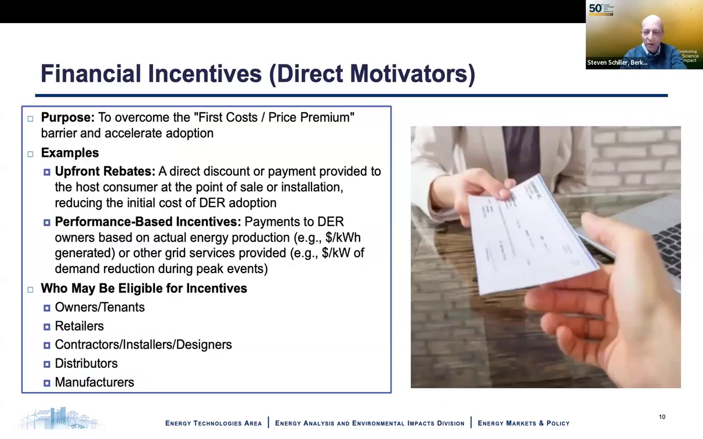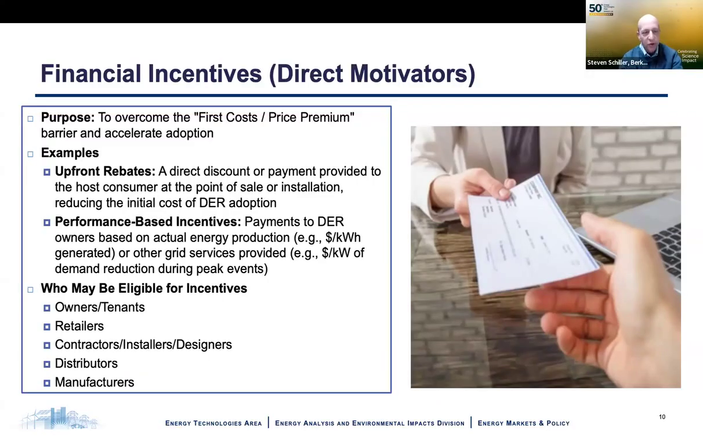And this is what most of us think about when we think about programs and what we're going to do, basically to address that first cost price premium of doing something that's more efficient or putting in demand response, thermostats, controls, distributed generation.